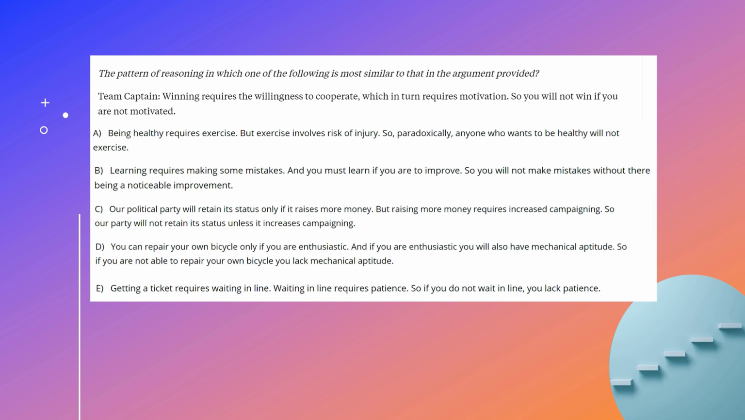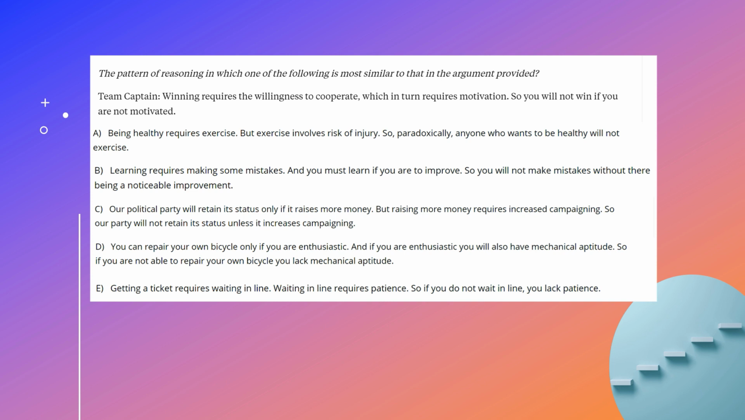But it's also flawed for that deeper, more logical reason that I gave in the first question, which is that just because we've met one of the conditions, which is making mistakes, doesn't mean we're going to get the objective. Maybe there are other things we need to do to get improvement, not just make mistakes. So B's out. C. Our political party will retain its status, plus, only if it raises more money.